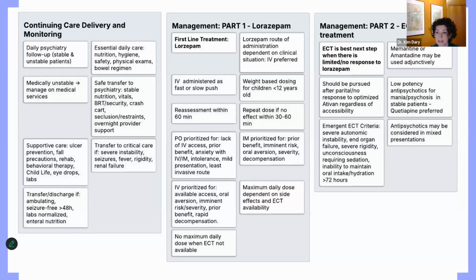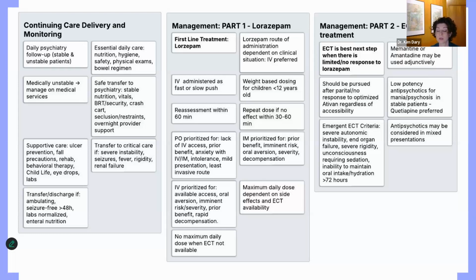In terms of management, this doesn't differ significantly from the adult population. The first line treatment is lorazepam. Whether you treat with IV or IM or PO can depend on a lot of different factors, and you'll see them listed there. I think what's important to know is that in Edmonton, we are very, very lucky. And I'm thankful to Dr. Stolte and to Dr. Parsons and those who've continued the ECT program at the Royal Alex. We are very lucky to have access to ECT.